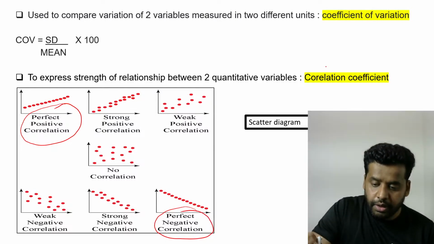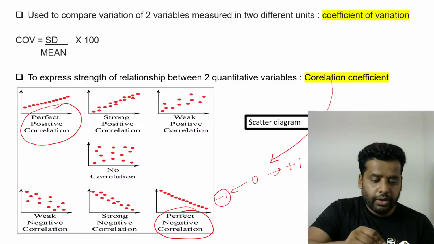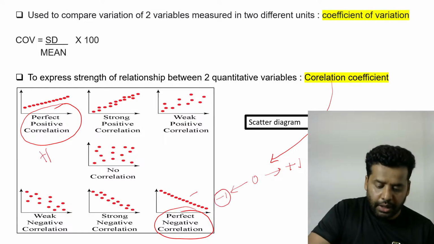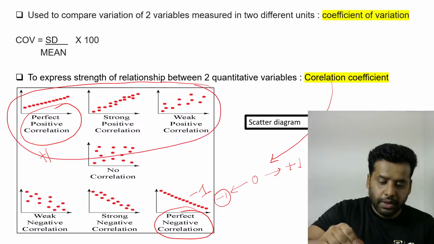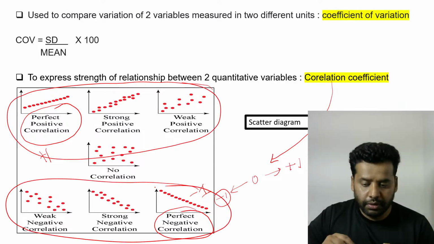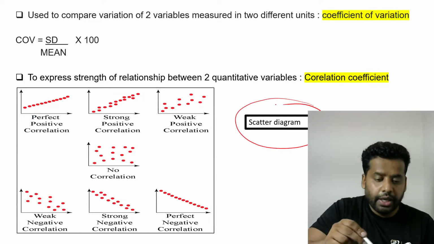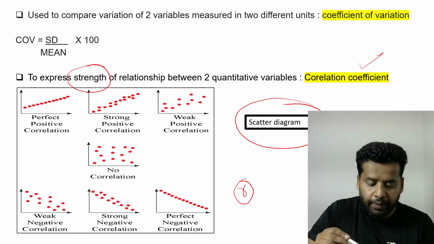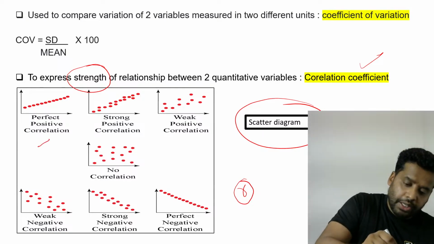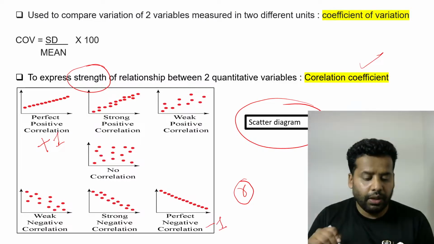Correlation coefficient is very important. It ranges from 0 to +1, 0 to -1. For this graph it is +1. For this graph it is -1. Remaining graphs range from 0 to +1, or 0 to -1. So what is used to indicate the correlation? Scatter diagram. What indicates the strength of correlation? Correlation coefficient. How is it represented? R. What is +1? Perfect linear positive correlation. What is -1? Perfect linear negative correlation.